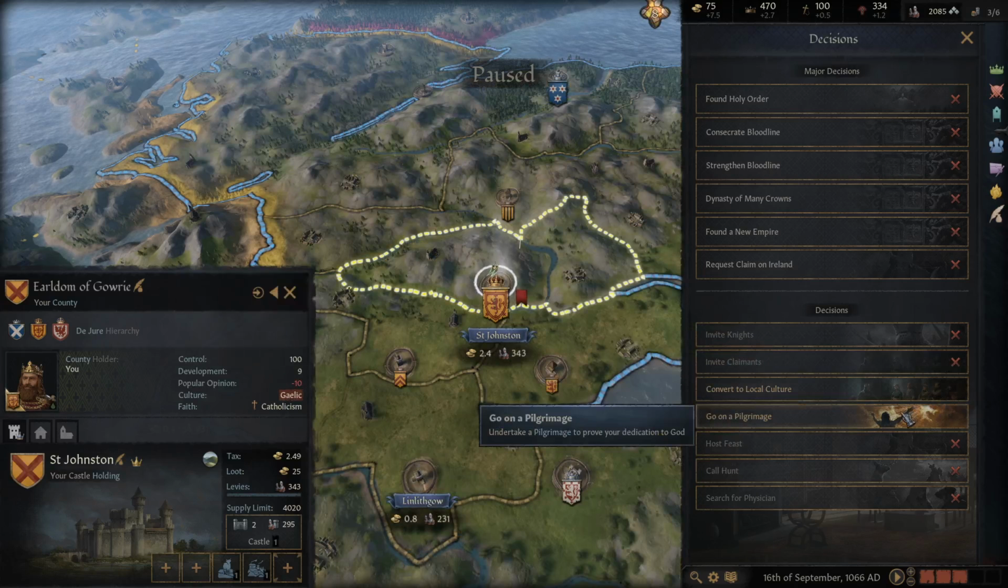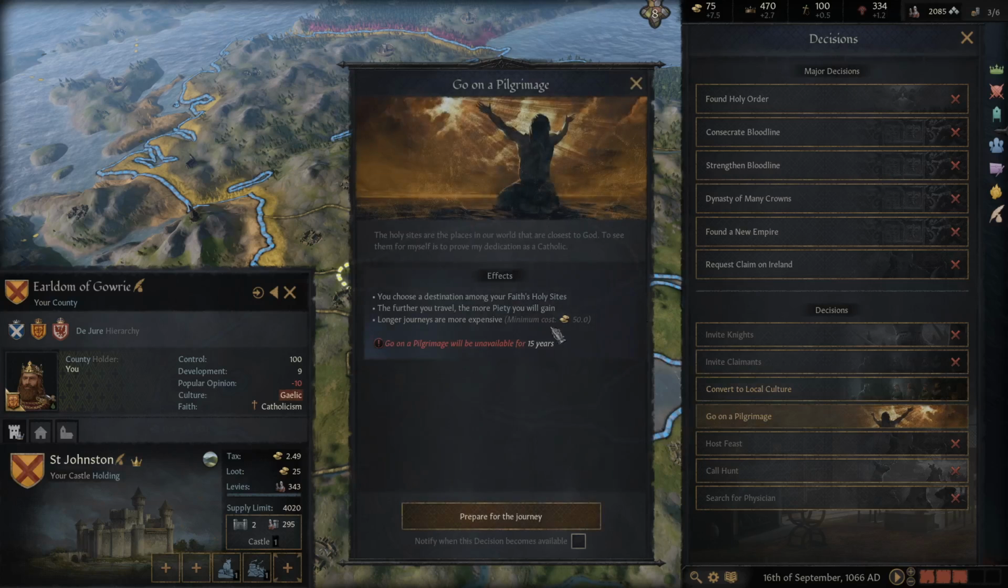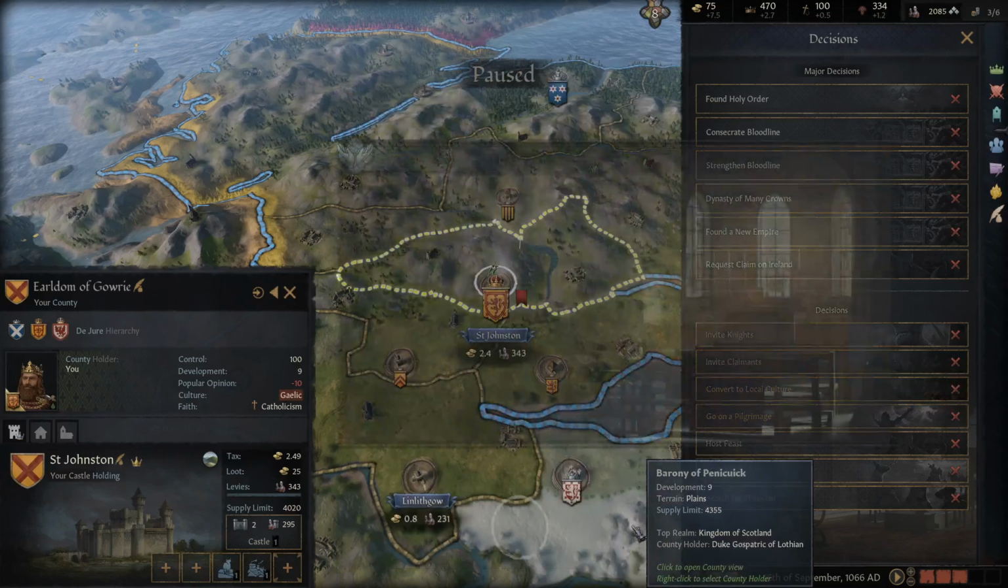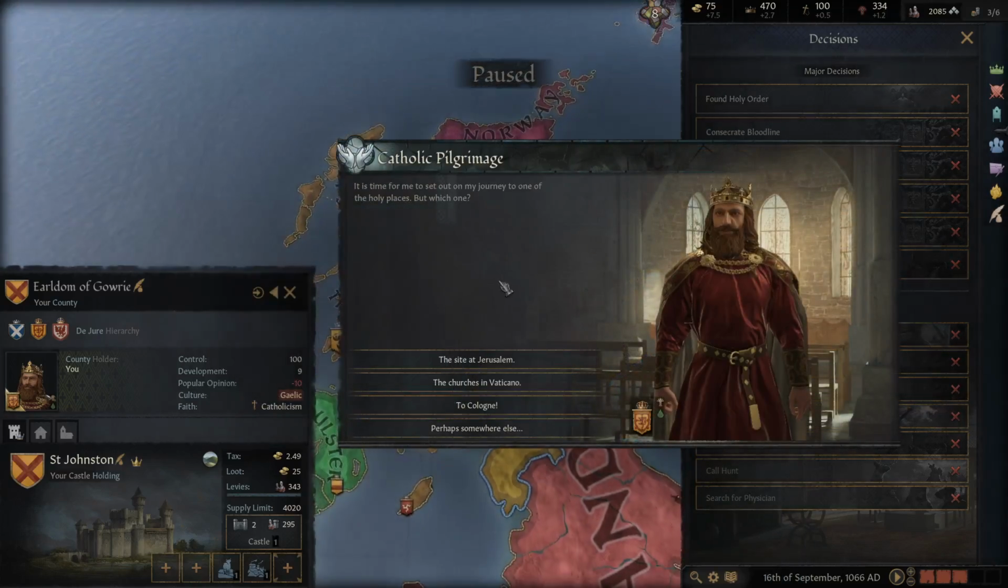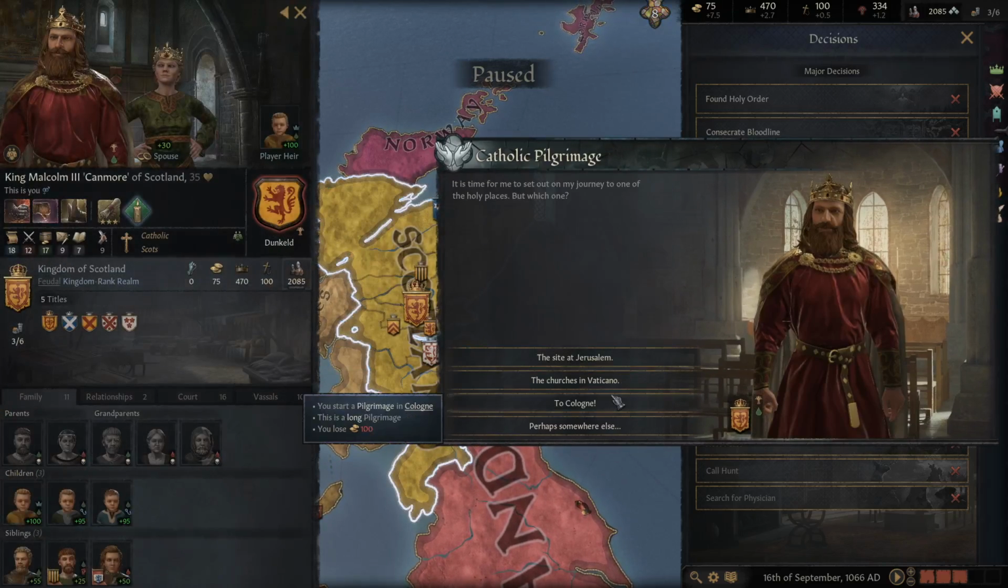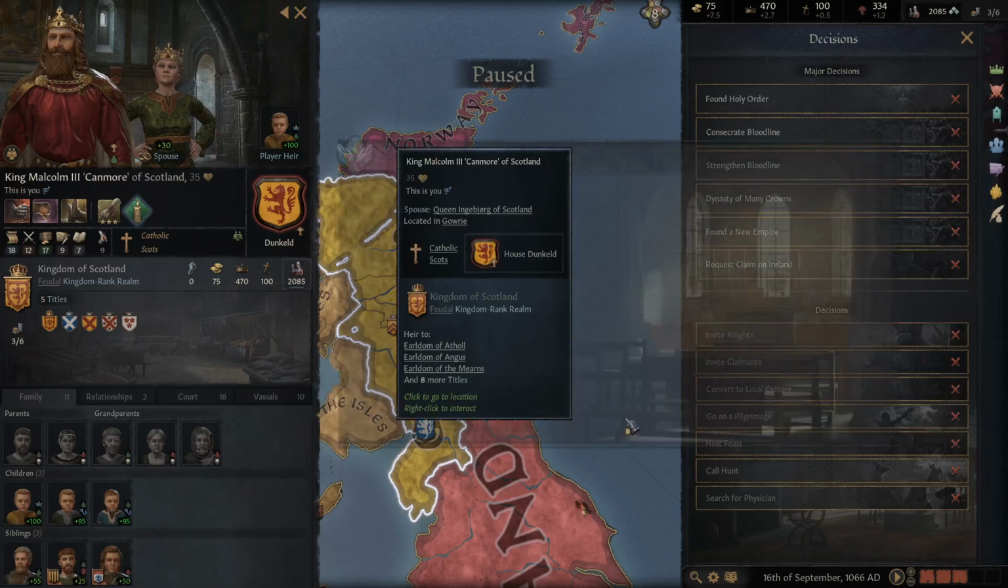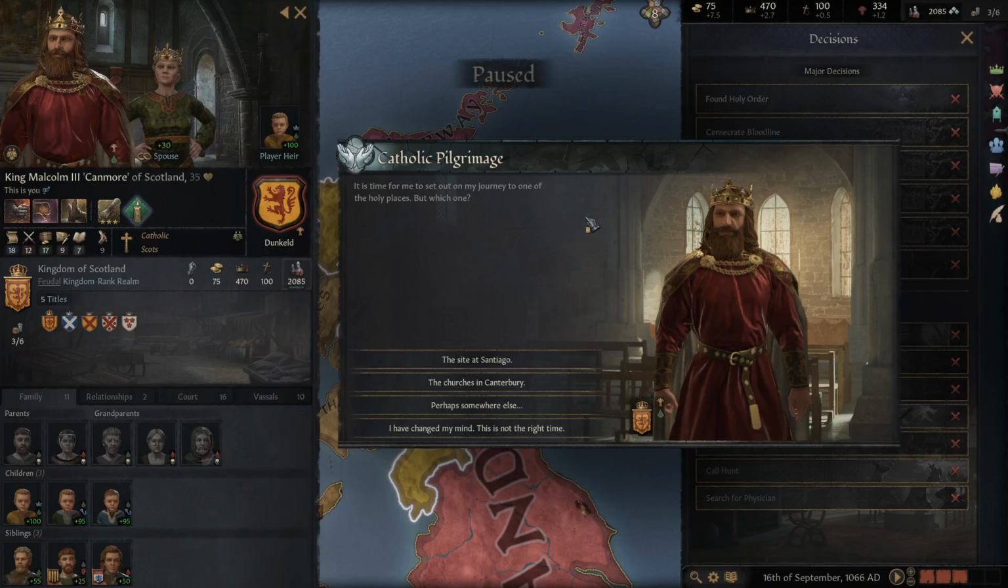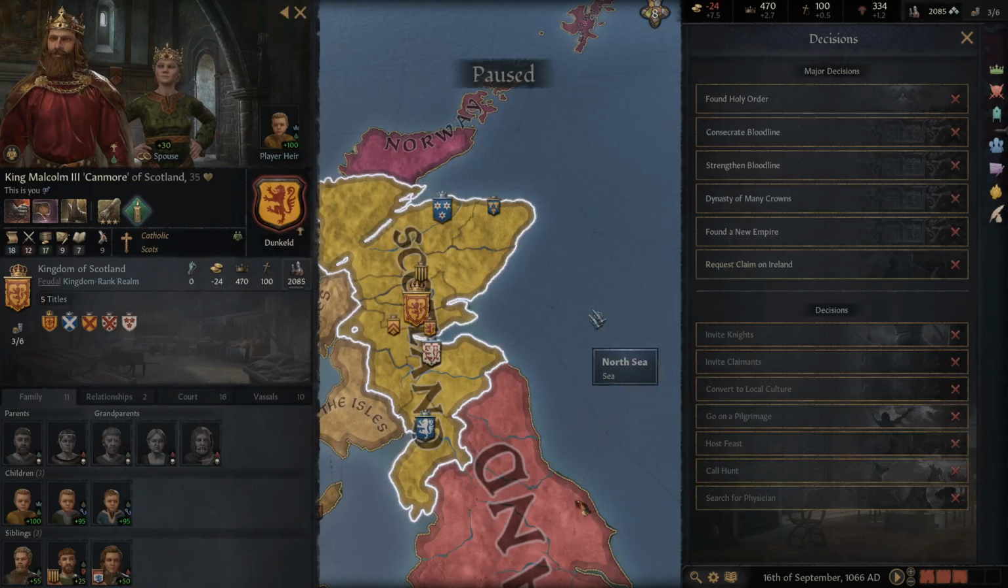And I could also go on a pilgrimage. Yeah, let's do that. Can't go wrong there. Longer journeys are more expensive, minimum cost of 50. Ugh, that sucks. Let's do it though. We're just gonna do a short one. The site. Let's see. Let's consider somewhere else, something a little closer, maybe. Maybe Canterbury. Yeah, let's just go to Canterbury. Keep it simple.